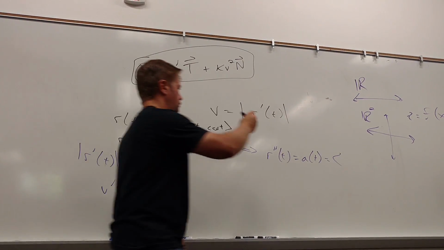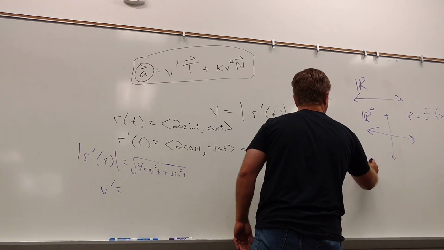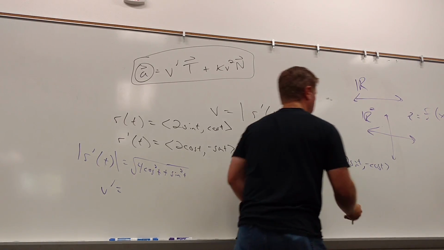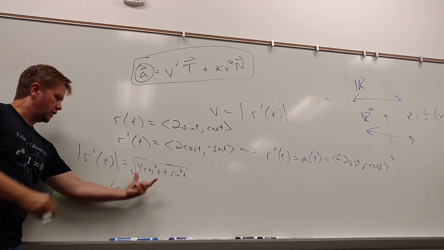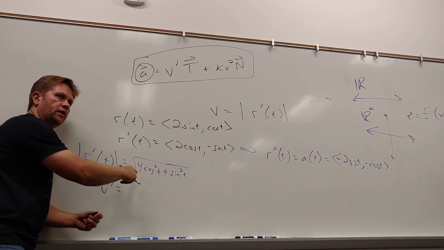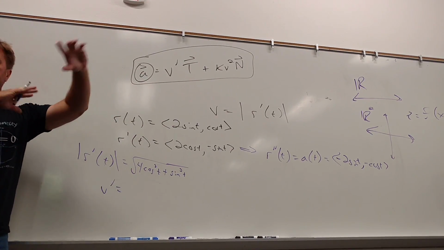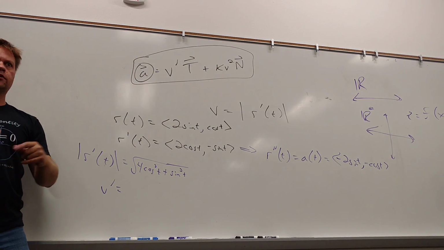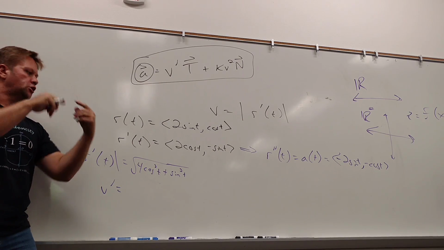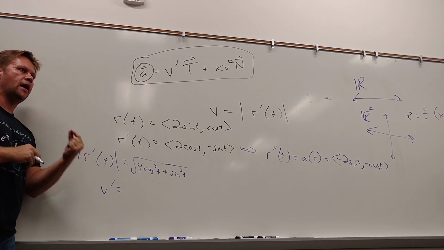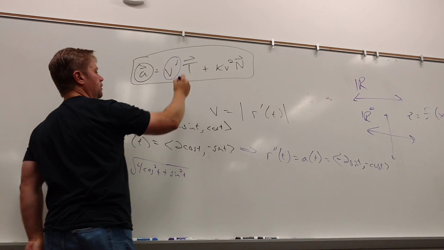Negative 2 sine t. Negative cosine t. I like it. But if I take a derivative of this, am I going to get something related to that? Not directly, no. The order that you take a length and do a derivative in matters, and that's really what this is all about.